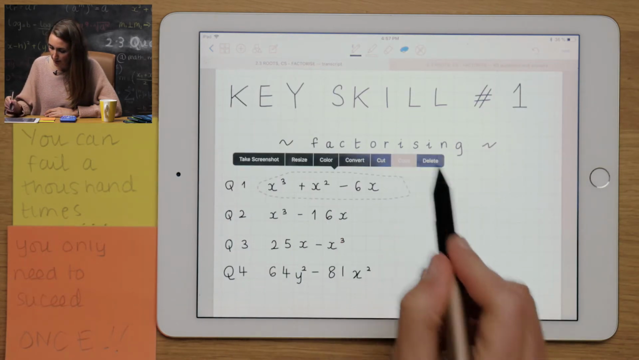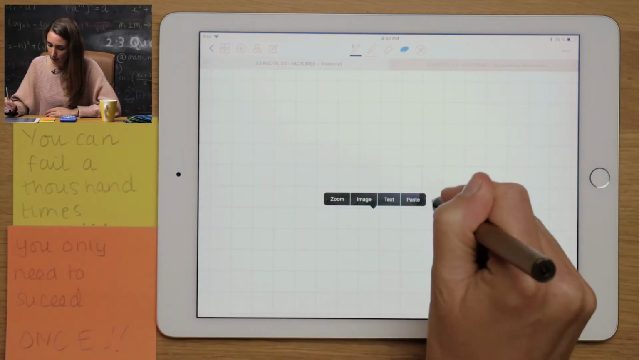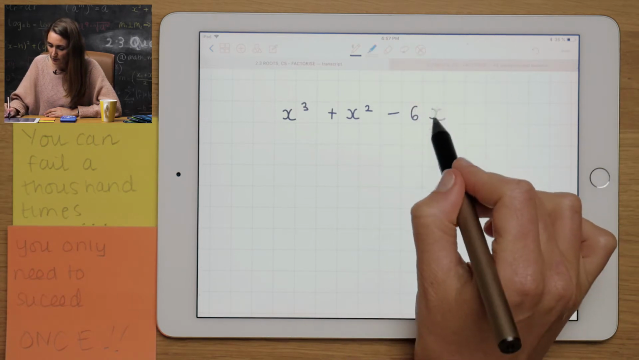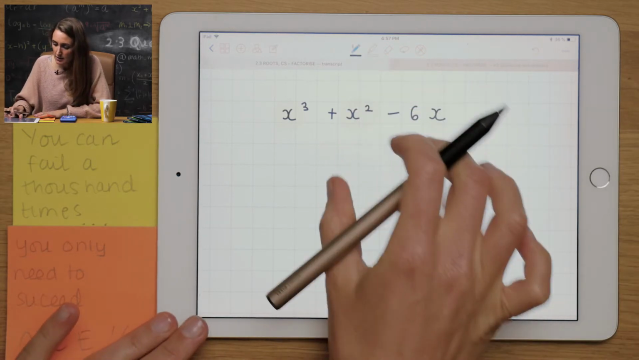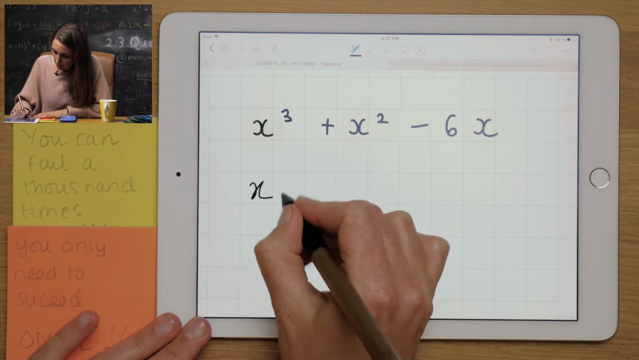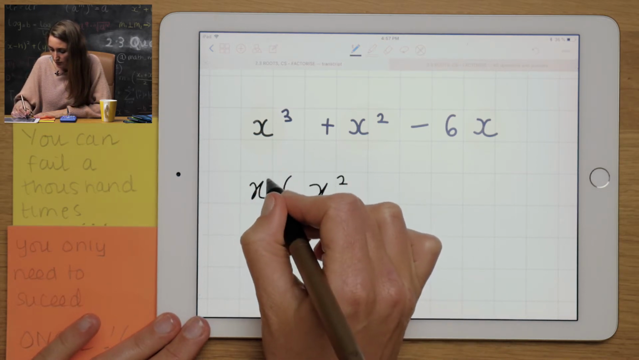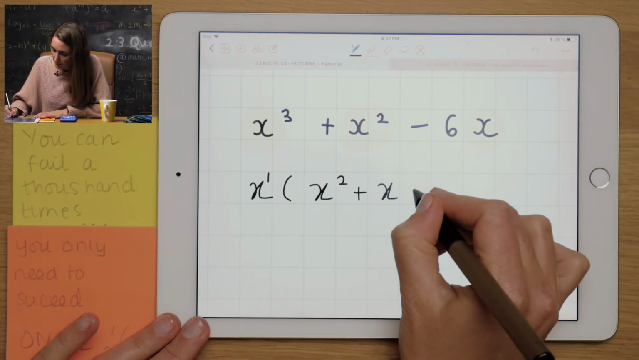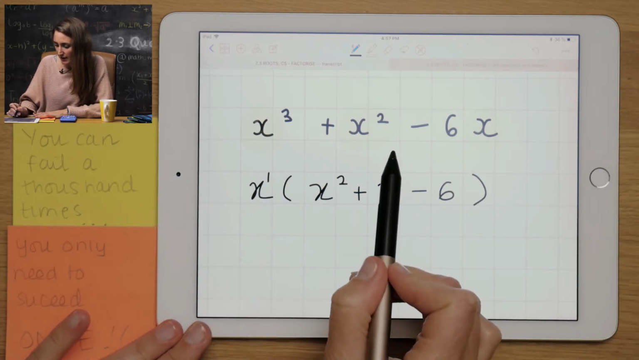So I'm going to take this expression and I'm going to factorize it. This is quite a common A-level question, so the first thing that you need to notice is all of them include at least one x. So I'm going to put that on the outside. So x times x squared will be x cubed, because remember that's x power 1, plus x minus 6. So I factored out the x.